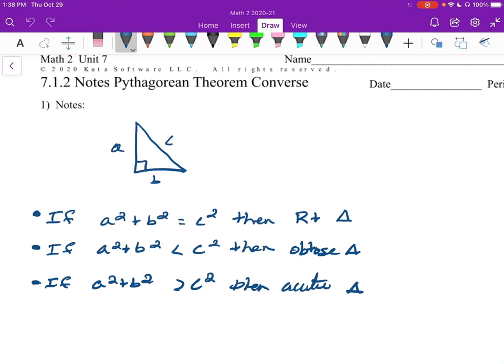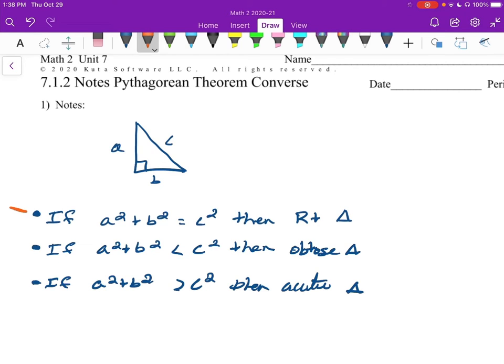So we already know the first statement here that I have. If a squared plus b squared equals c squared, then it's a right triangle, right? Normally we think of it backwards. It's a right triangle, so a squared plus b squared is c squared. But you can say it back and forth.